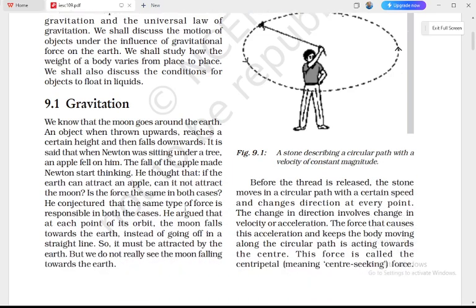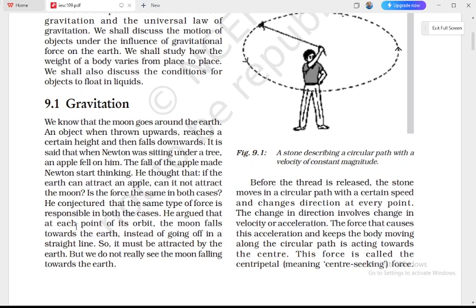First, we will learn about gravitation. We know that the moon goes around the earth. An object, when thrown upwards, reaches a certain height and then falls downward. It is said that when Newton was sitting under a tree, an apple fell on him. The fall of the apple made Newton start thinking. He thought that if the earth can attract an apple, can it not attract the moon? Is the force the same in both cases? He conjectured that the same type of force is responsible in both cases.